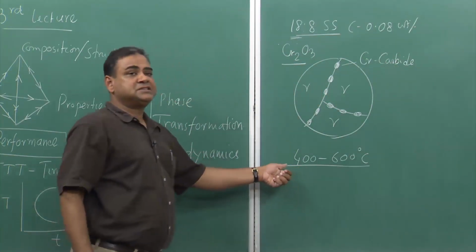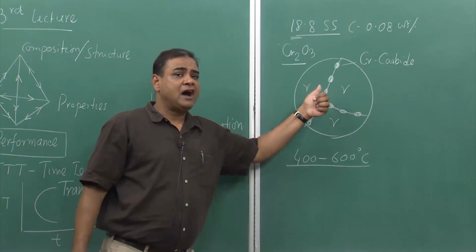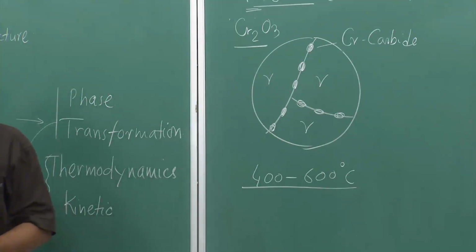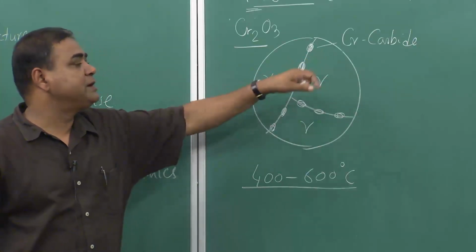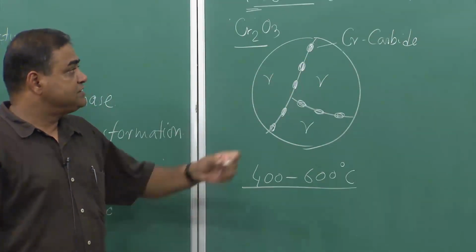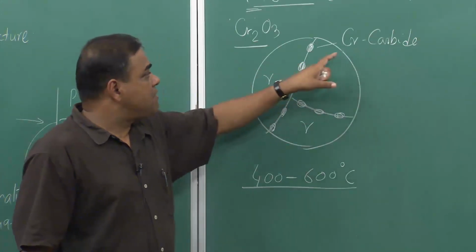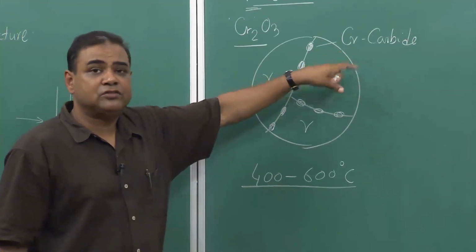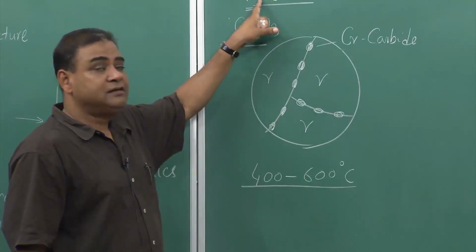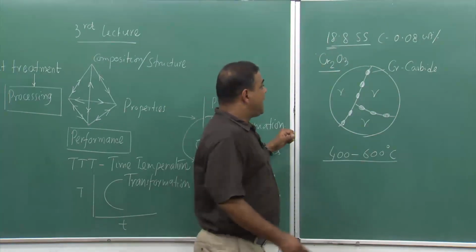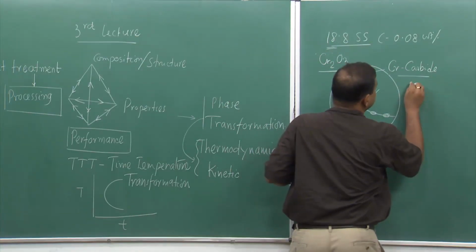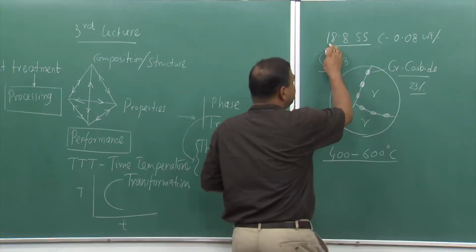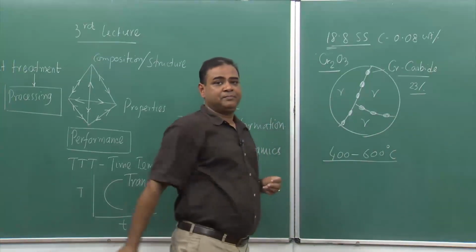This is a magic temperature for getting very high kinetics of formation of chromium carbide along the grain boundary. Now, once we have chromium carbide along the grain boundary, the carbon has to come from inside the body, and the chromium is also coming from the solid solution, and in the chromium carbide, the chromium percentage is of the order of 23%. So, now from 18 it is increasing to 23.